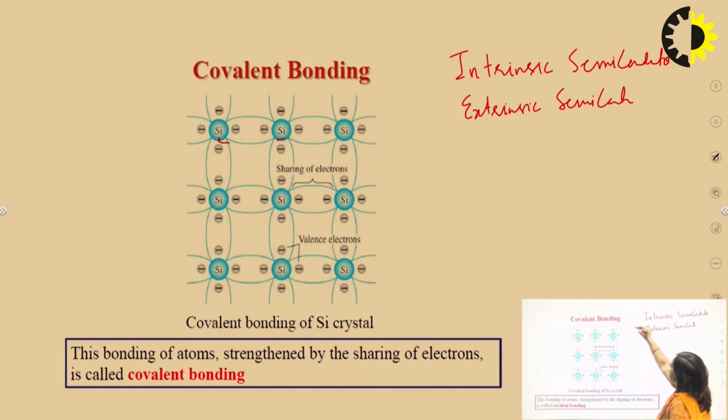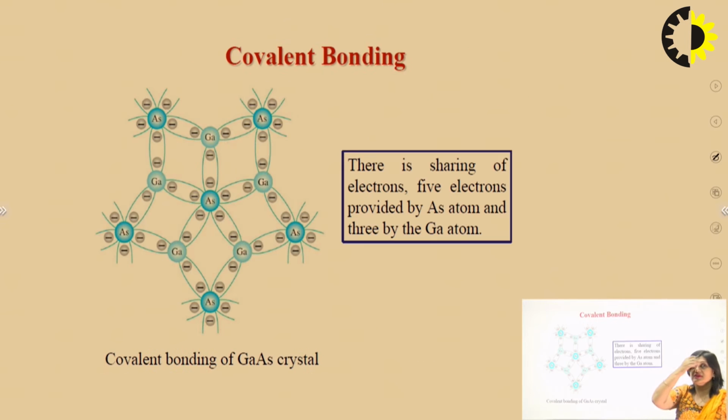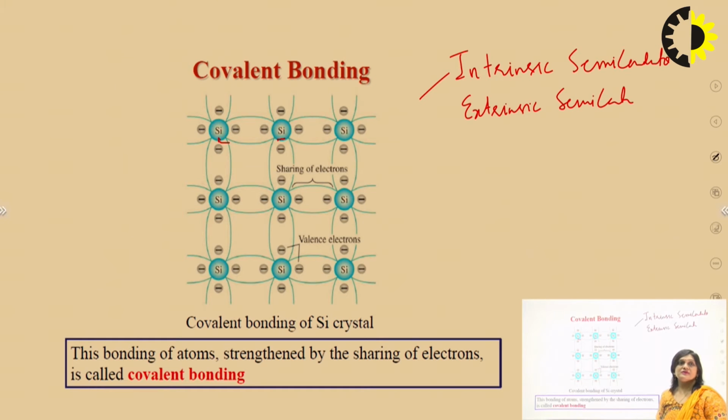Intrinsic semiconductors are those semiconductors which are in their purest form, like there is no doping or impurity doped in the semiconductor material. Like this is a silicon atom, and no impurity has been doped in the silicon atoms. It is in its purest form. So this is the intrinsic semiconductor, and we already know that silicon has 4 electrons in its outermost orbit.